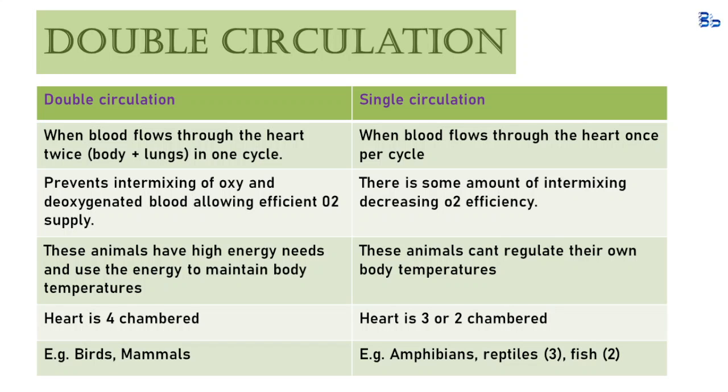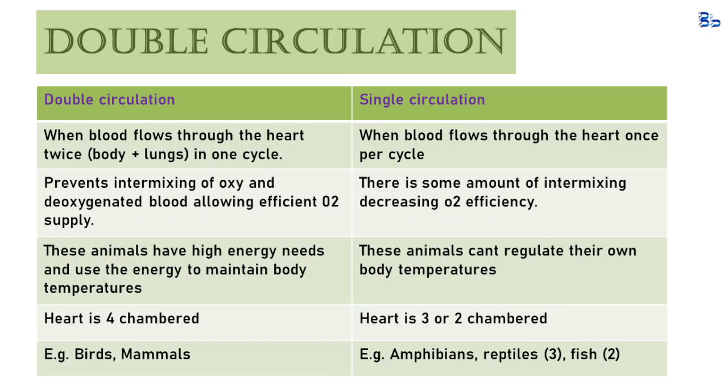Single circulatory organisms do not have the ability to regulate their own body temperatures because they lack the energy to do so. So they are called cold-blooded animals. So if the external environment is cold, they unfortunately have to mimic the external environment. Their body also becomes cold to match the external environment. They have 3 or 2-chambered hearts.